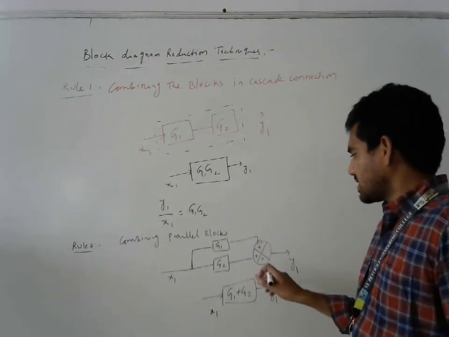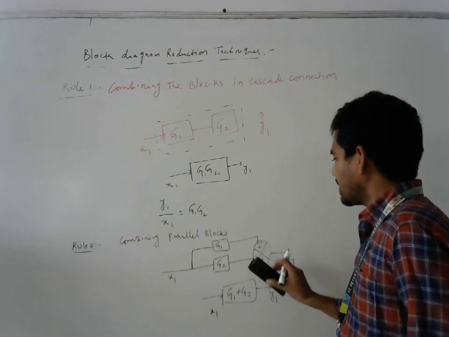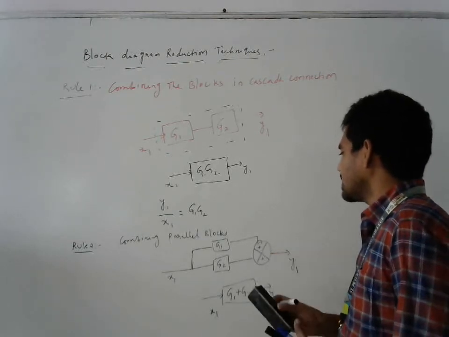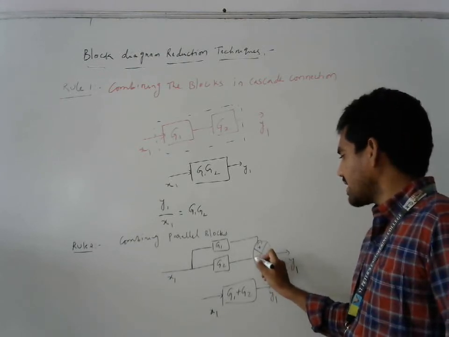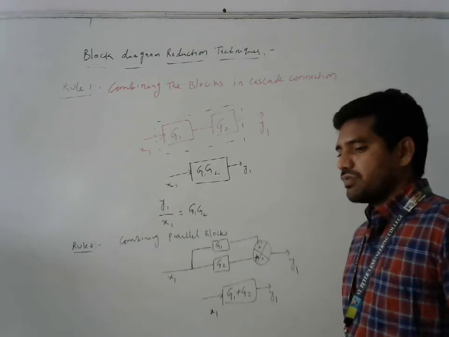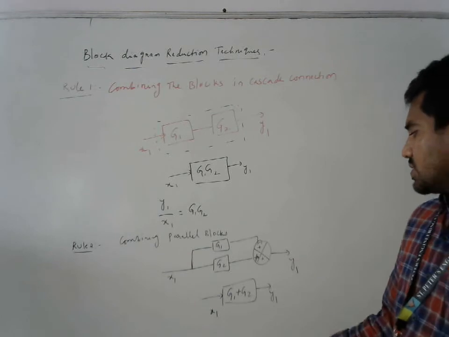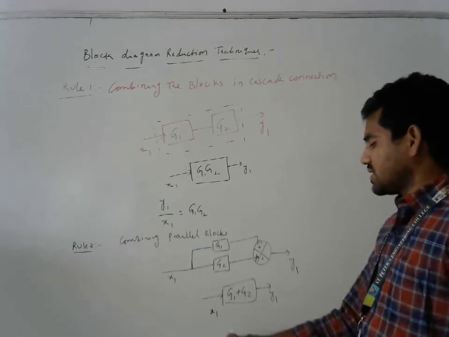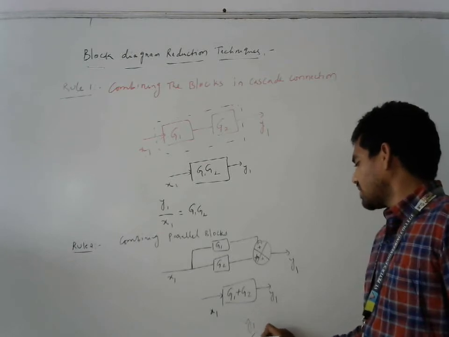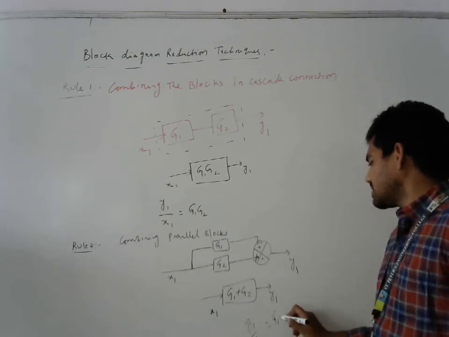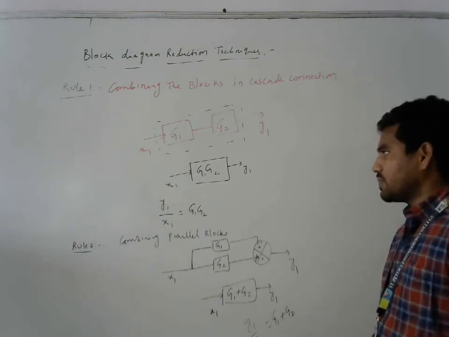G1 plus G2. For example, if you have a minus, then we need to take it as G1 minus G2. Depending upon the symbol, plus or minus, we need to concentrate here. In this case it is positive, so I am taking X1 as the input and Y1 as the output. So Y1 by X1, what are we going to get? G1 plus G2.